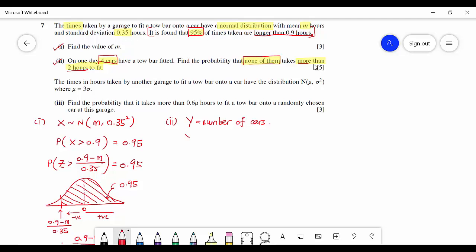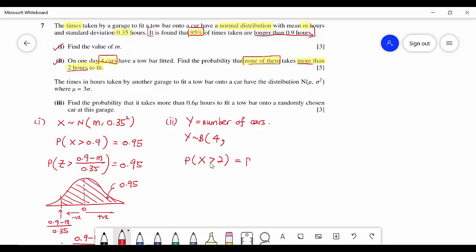Okay, and y is binomial distributed with 4, and now I need to put in the p. But what is the p here? The p here, we need to find out the time more than 2 hours. So first of all, you need to find out the probability x greater than 2. The x greater than 2 comes from the first part, which is the normal distribution question. For the first part, x is the time taken by a garage, right? So to get more than 2 hours to fit, you need to find the probability here.